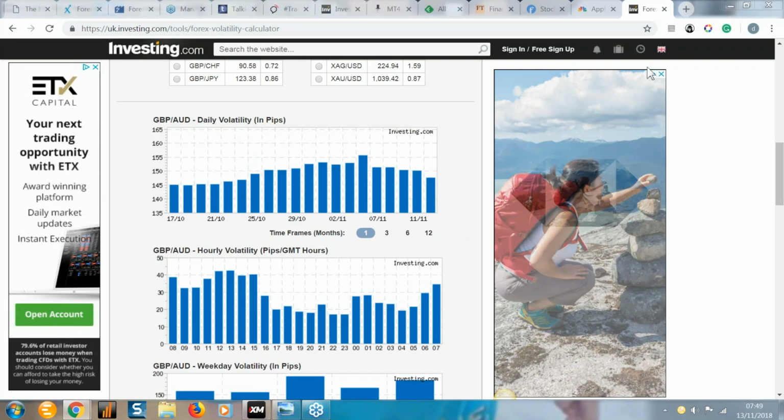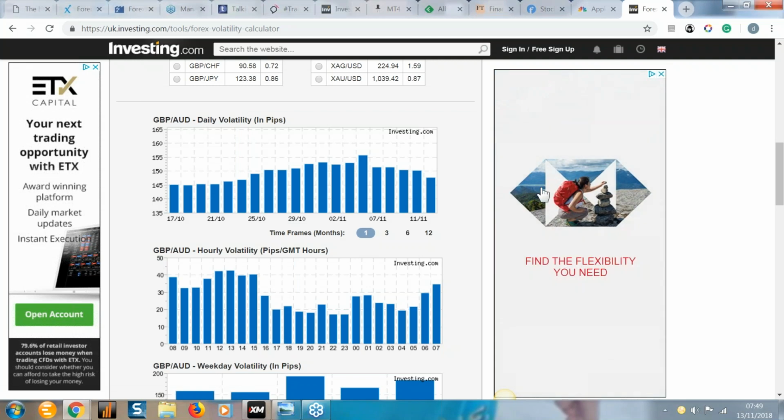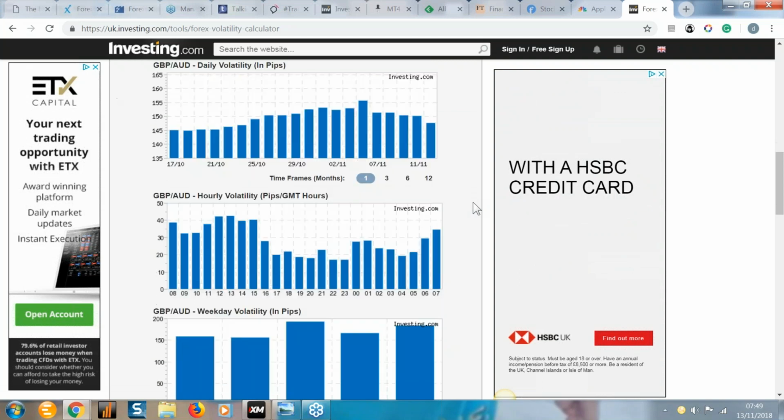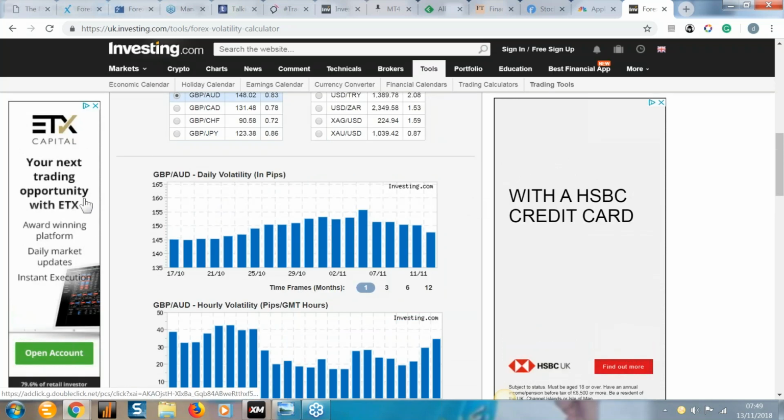Sorry, to go back to the investing.com site, but I think I was just playing around with it. And when I said to you earlier about currencies and currency pairs that move the most in different time zones, as it were. Well, this is the pound Aussie.